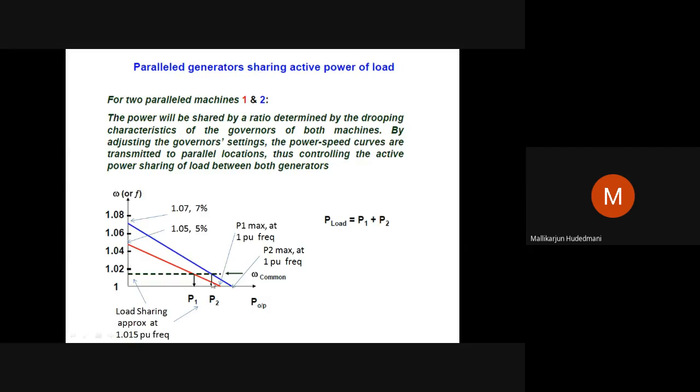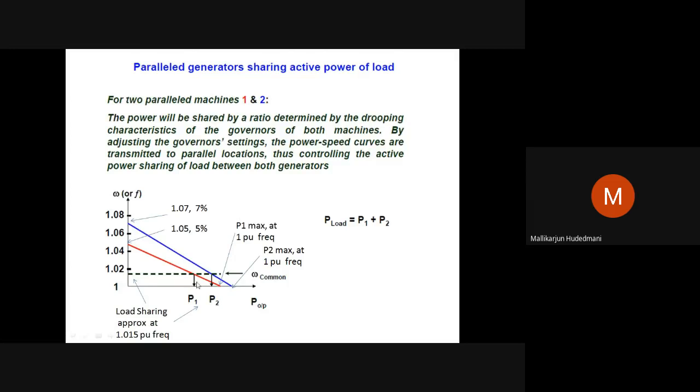For example, when P1 and P2 are shared by the first and second generator for a demand P load, the dotted line is intersecting the vertical axis at a certain point. That point I computed as the load sharing approximately by value P1 plus P2 at 1.015 pu. Suppose it is 50 Hertz. Surely it is able to cope up and maintain more than 50 Hertz. If it comes below 1, it means there is a drop of frequency.